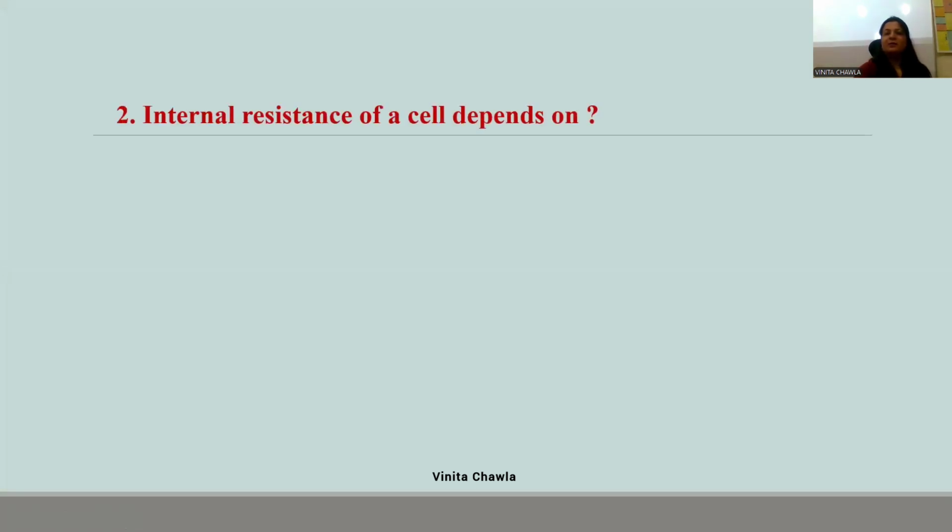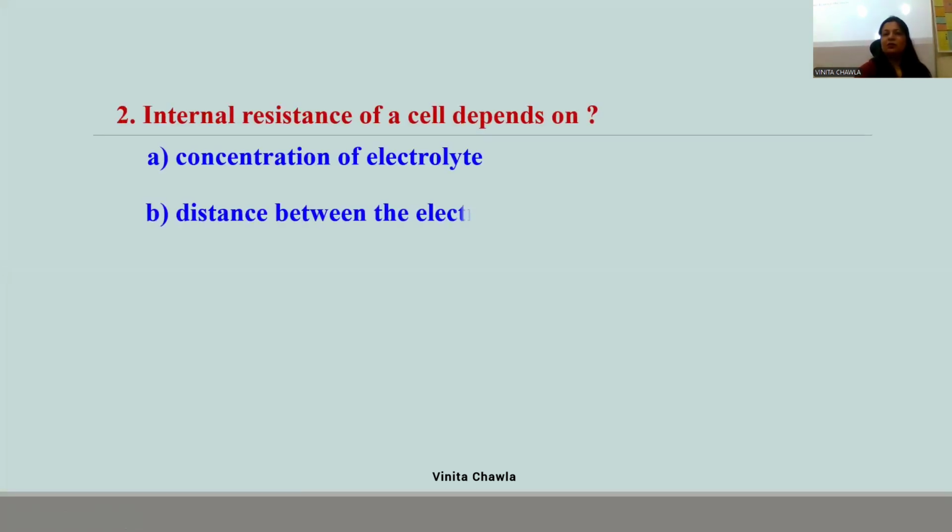Internal resistance of a cell depends on concentration of electrolyte, distance between the electrodes, area of electrodes, all of the above.